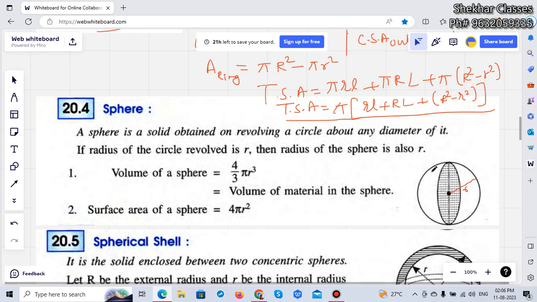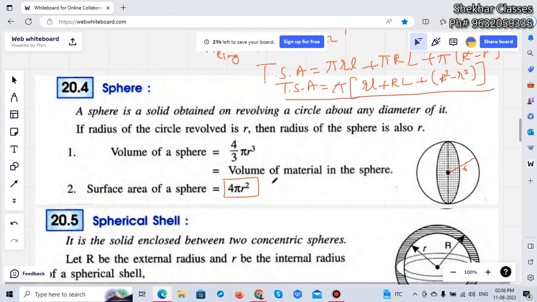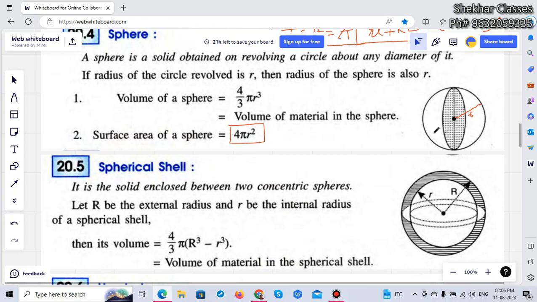Then you can find the volume by simply one formula, that is 4 upon 3 pi r cube, as simple as that. And it has only curved surface area, it doesn't have any flat surface area. So the curved surface area has a formula, simply 4 pi r square. Now this is a solid sphere.